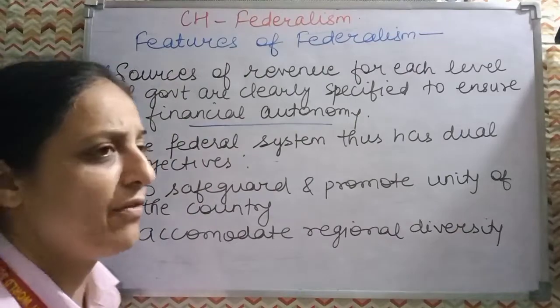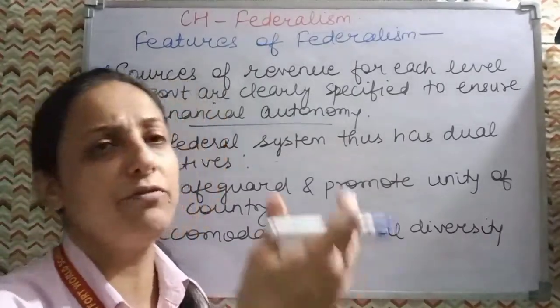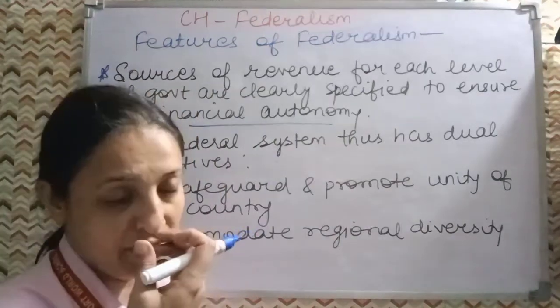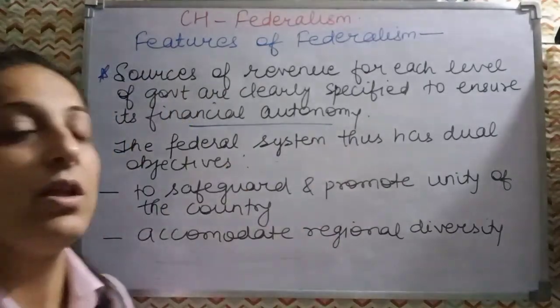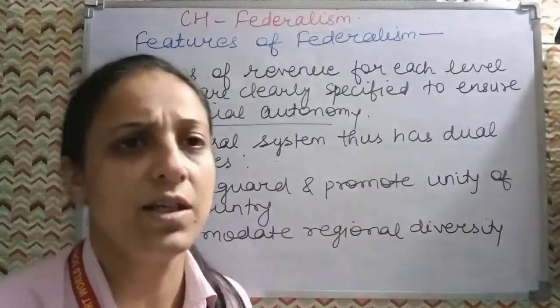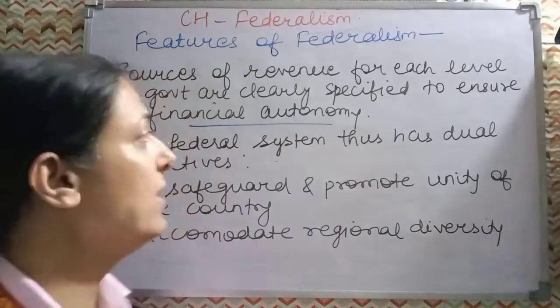Everything is specified: from which source the revenue generation will be for the state government, and from which source the revenue generation will be there for the central government. So taxes are there, customs duties are there, excise duties are there, sales are there. So these are the sources of revenue generation for the government.